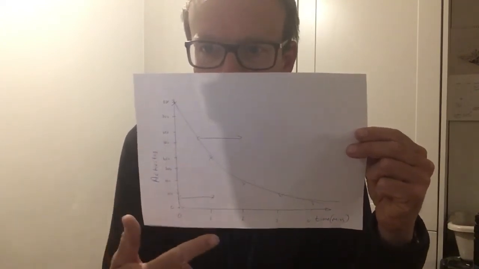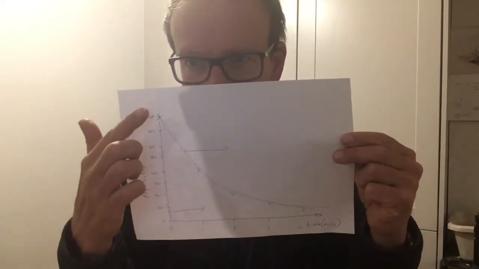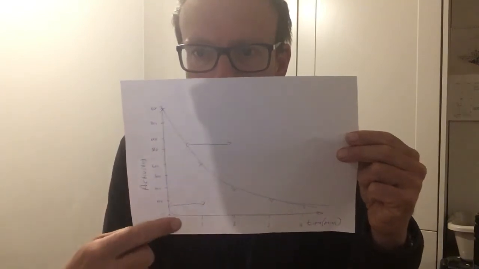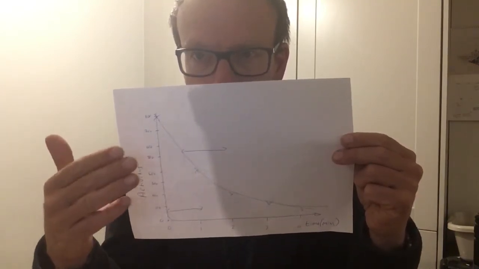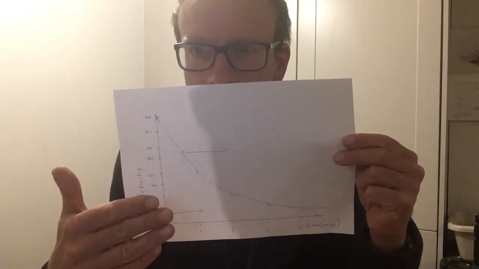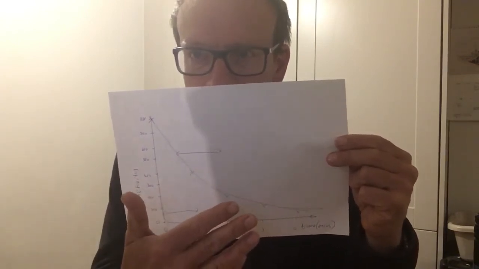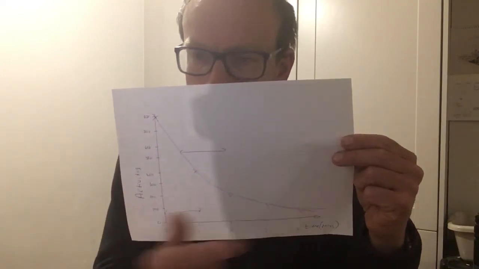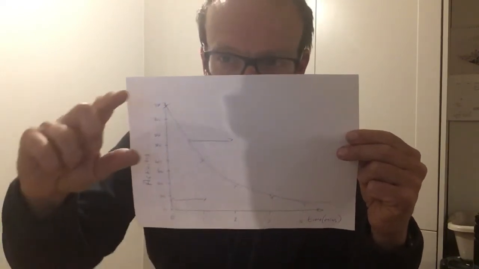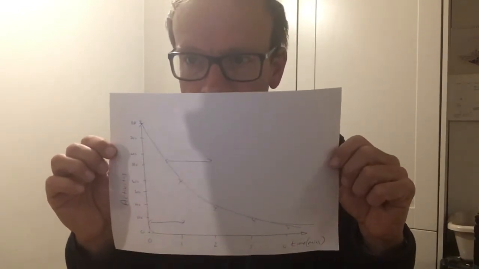In other words, if it was 1 minute for the activity to go from 80 down to 40, in another 1 minute it would go from 40 to 20, half of 40 is 20. In another minute, half of 20 we get 10. Okay, and half of 10 we get 5. So every half-life, as we call it, the activity halves. That's all half-life is, okay?